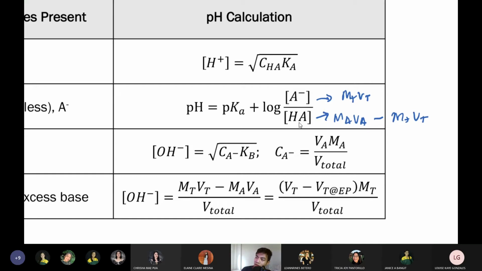For the moles of this, ito naman, this is the moles of acid remaining. So basically, pag subtract mo lang gano'ng karaming acid minus gano'ng karaming titrant dinagdag mo. So that's the equation that we will use.